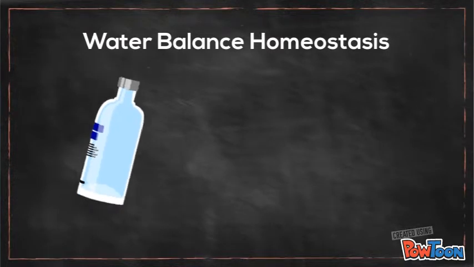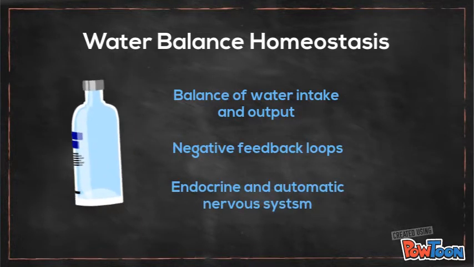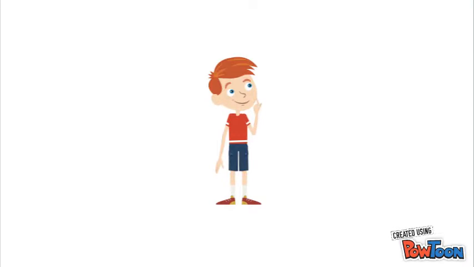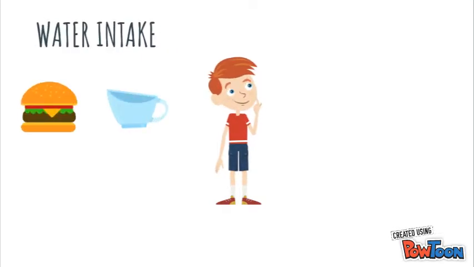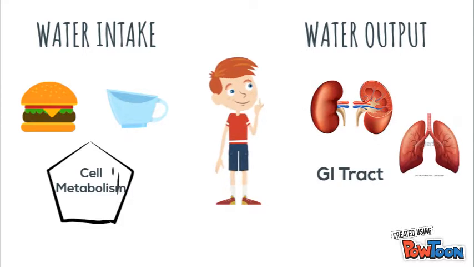The body maintains a balance of water intake and output by a series of negative feedback loops involving the endocrine system and the autonomic nervous system. Water intake is through food and drink and cell metabolism, and water output is mainly through kidneys, lungs, and GI tract. As you can see, maintaining water homeostasis is a balancing act. The amount of water taken in must equal the amount of water lost.